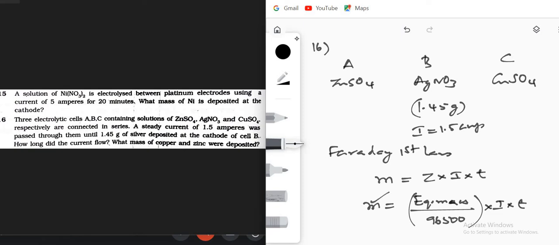Now mass value is given for 1.45 gram. Equivalent mass of silver nitrate. Here what is actually depositing? Silver ion, right? Silver ion gaining electron and becomes silver. So the deposited species is silver. For silver, equivalent mass is 108. For silver, atomic mass and equivalent mass are same because 1 electron is involving. So I'll substitute the values here.